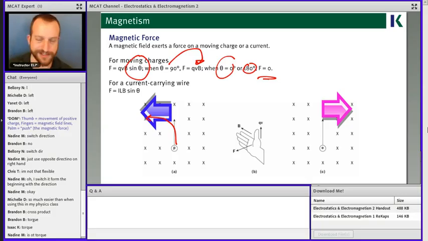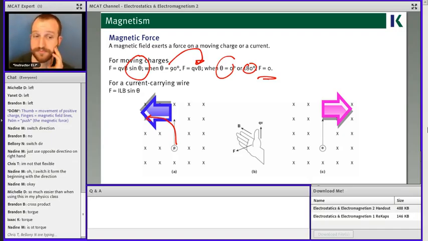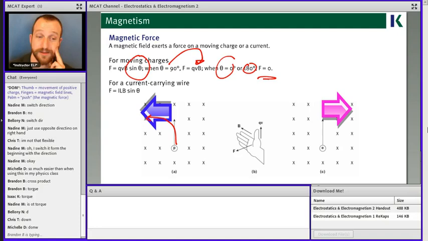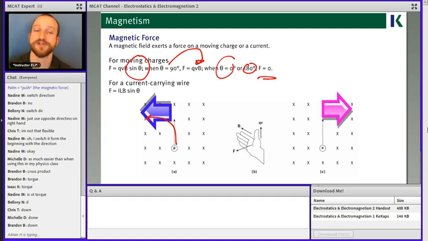Hold on, let's do it again. Double right-hand rule. It's really the same right-hand rule. Point your thumb now directly to the left. Point your fingertips into the screen. Now where is your palm pointing? Yeah, pointing straight down. Exactly right. So now it's going to be forced down.